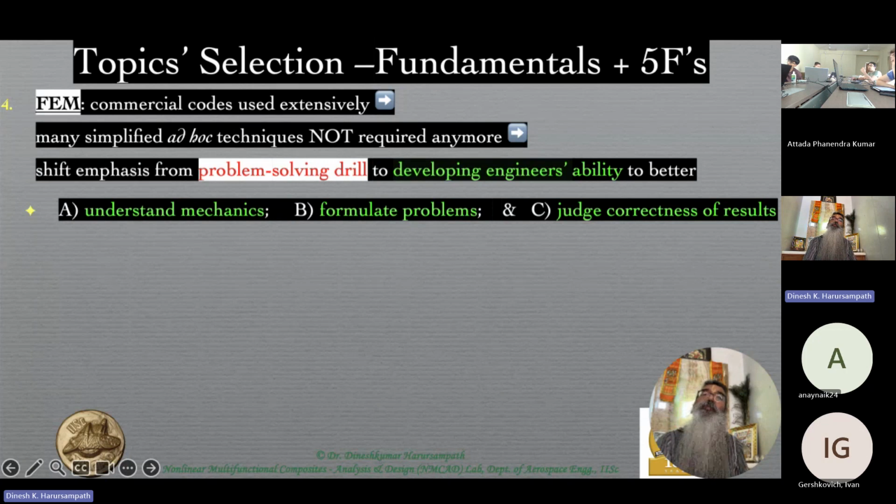The other is in terms of formulating the problem. Once we understand the mechanics behind it, that's very generic. But now we want to get aspects of that mechanics for the specific problem at hand, and therefore be able to formulate it in a very logical, systematic way.